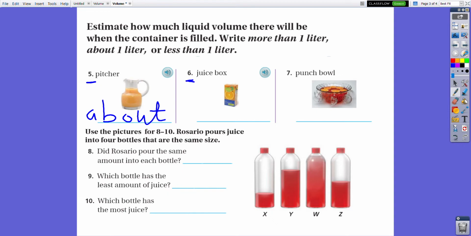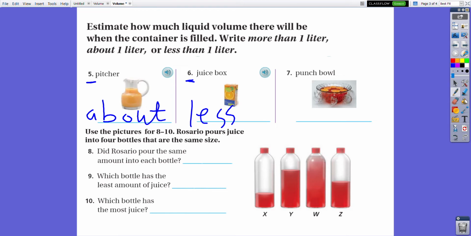Look at number 6, juice box. You know this juice box, the small size of the juice box? Okay, now does this juice box hold more than 1 liter, less than, or about? Again, compare the size of the juice box with the beaker. It's a very small one, so less than 1 liter.